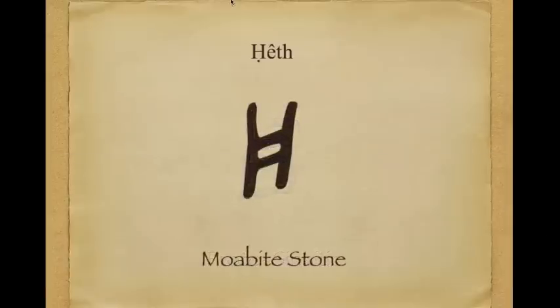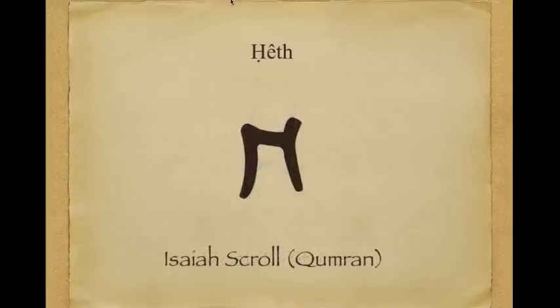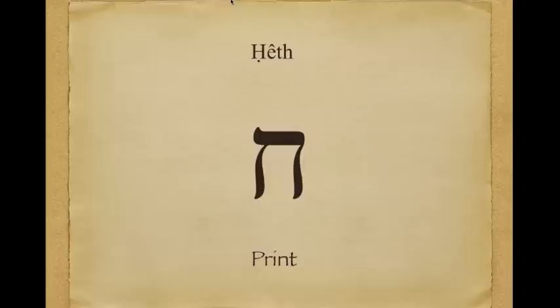The letter Chet has a pronunciation that might best be likened to the CH in the Scottish word loch, as in Loch Ness or Loch Lomond, or like the CH in the northern dialects of German, as in Machen.